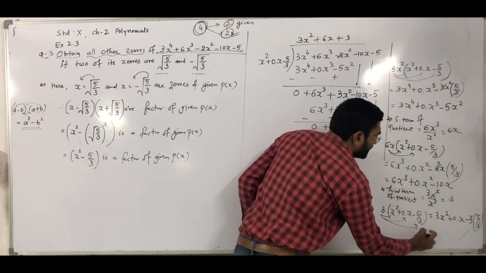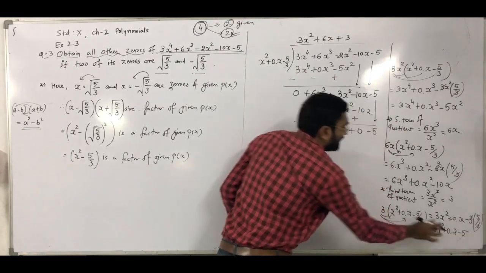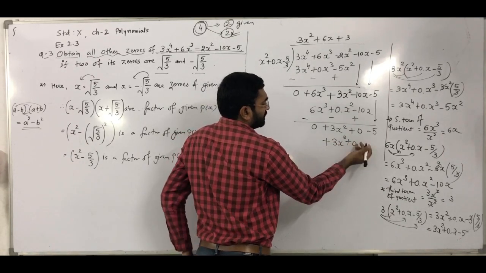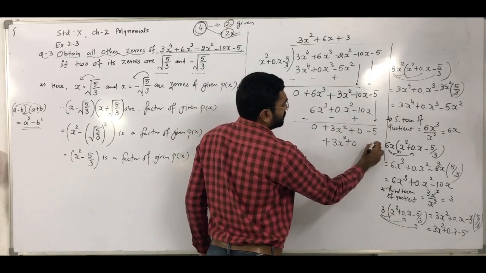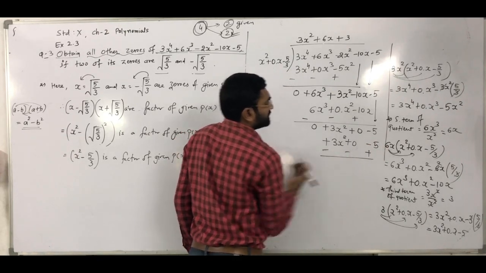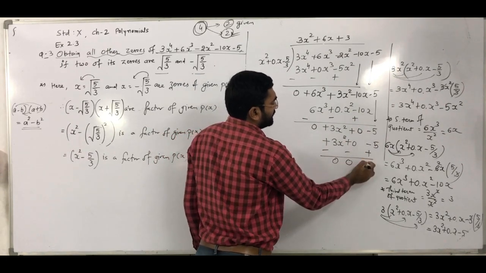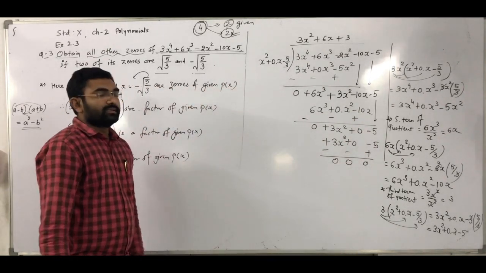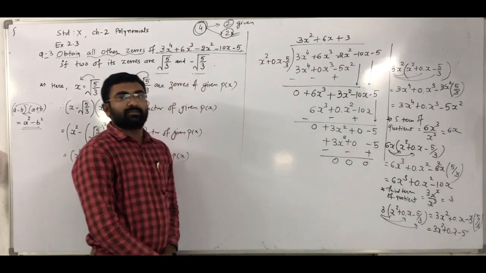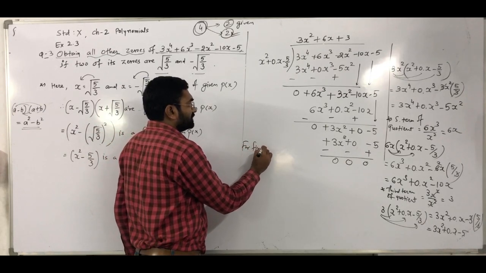So 3 threes cancel out. So at last we get the 3x square plus 0 into x minus 5. So that thing we have to write: 3x square plus 0 into x, or it means 0, minus 5. Now change the sign. Plus becomes minus, minus becomes a plus. So this addition is 0, that one is 0, and here is a 0. Right? So that way we get the remainder is 0, but the quotient we get is 3x square plus 6x plus 3.